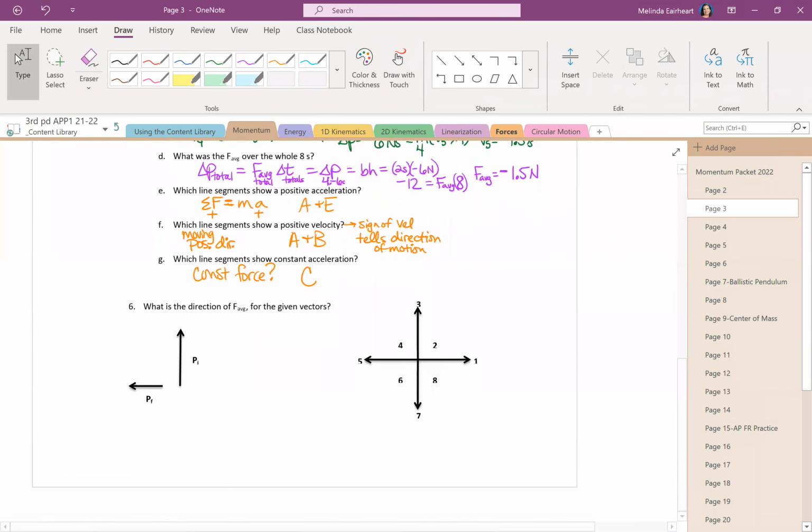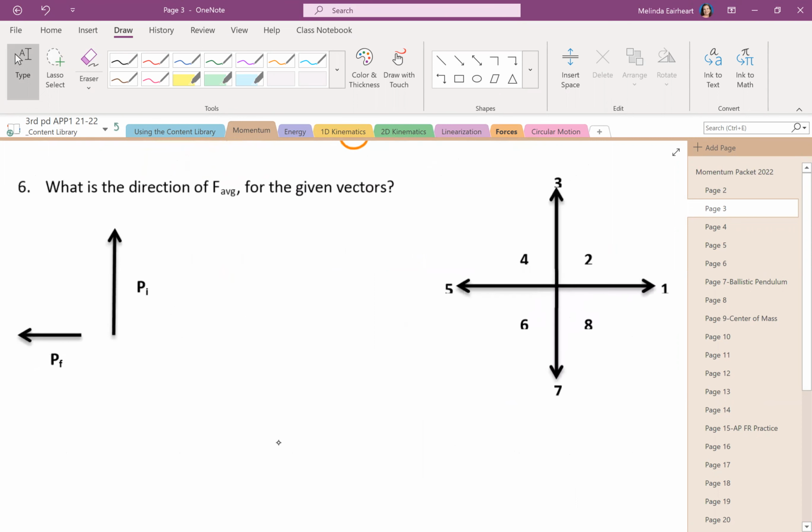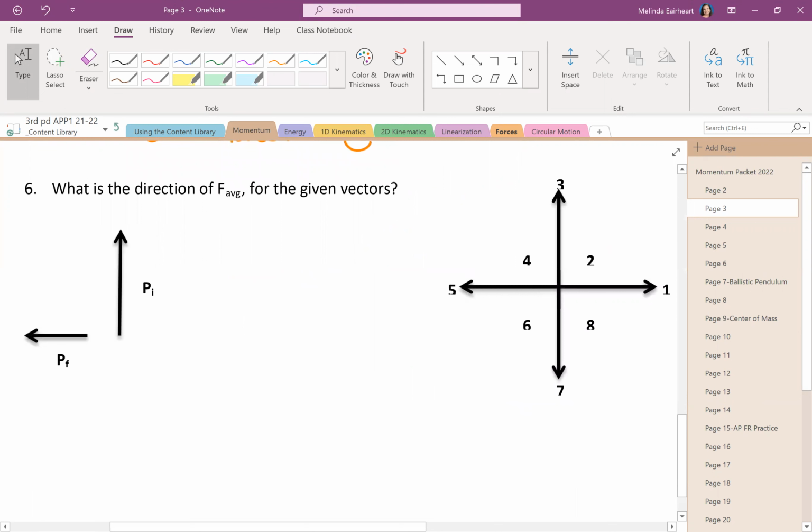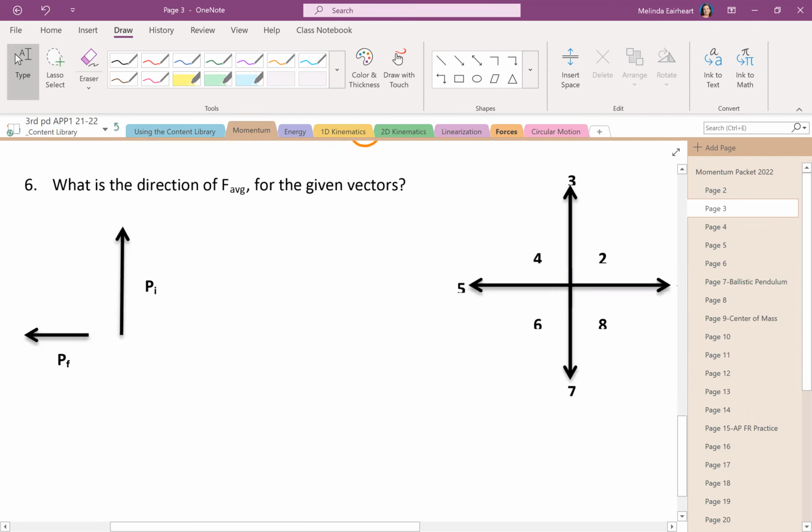Okay, before y'all do page 4, we're gonna do some vectors. Here at the bottom is a totally new question, and then 5 and 6 has some concept questions. And so, number 6, this is a different type, so let me explain this question. Your given is on the left. Initial momentum is north or up. Final momentum is west or left. What is the direction of the average force? And your answer choices are 1, 2, 3, 4, 5, 6, 7, 8 on the right.